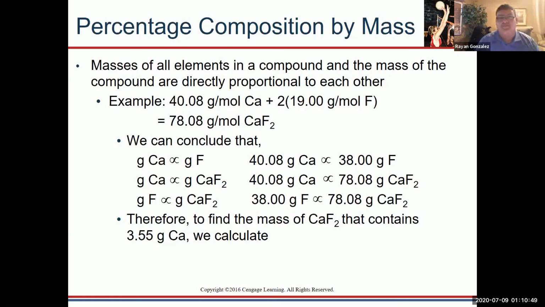Okay, so when we've talked about percent mass, we can also make proportionalities, right? So we can get the grams of calcium to the grams of fluoride. We can get the grams of calcium to the grams of calcium fluoride. We can get the grams of fluoride to the grams of calcium fluoride, right?